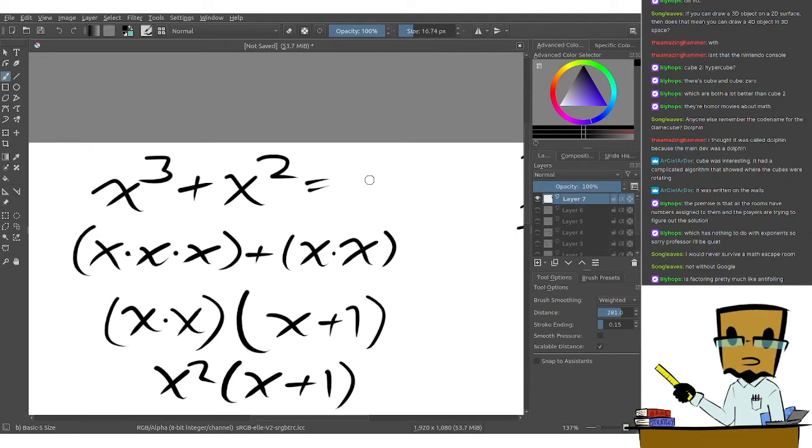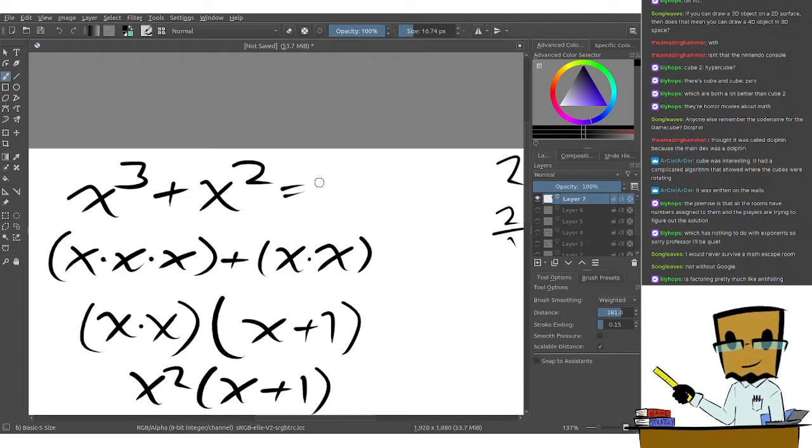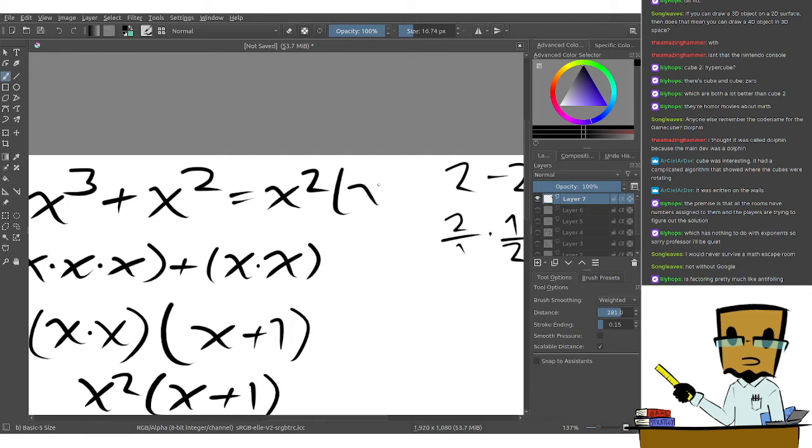Is factoring pretty much like anti-foiling? Yeah. I think that's a good way to describe it.